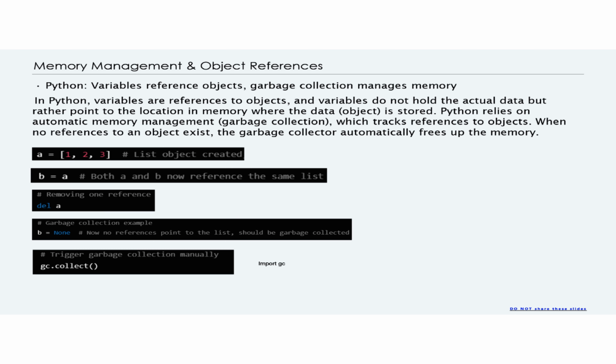In Python, variables don't store data directly. Instead, they hold references to objects. Think of variables as labels pointing to data stored elsewhere in memory. This setup allows Python's garbage collector to automatically manage memory. It keeps track of object references, and when an object is no longer referenced, it's marked for deletion, freeing up memory. You can even interact with this process using the GC module for more control. Understanding these concepts helps make your code efficient and memory smart.